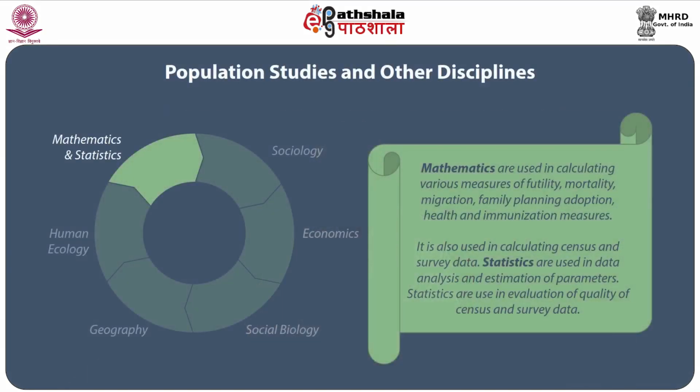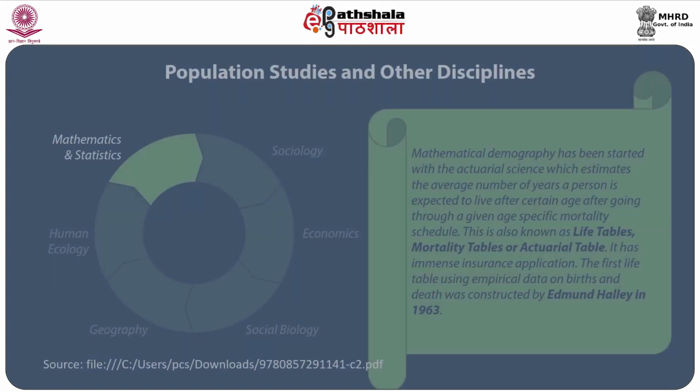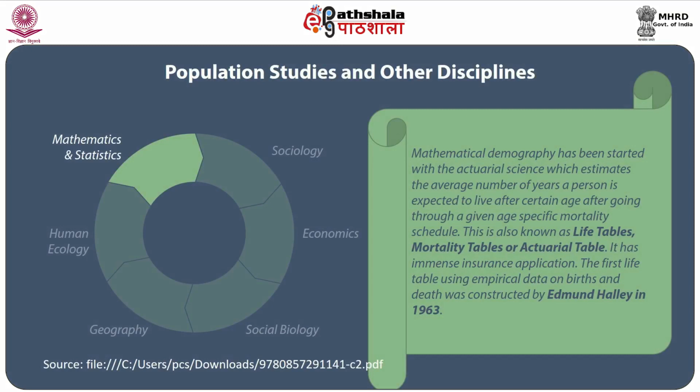Similarly, disciplines like mathematics and statistics also have a close relationship. Mathematics is used in calculating census and survey data. Statistics are used in data analysis and estimation of various parameters, and in evaluation of quality of census and survey data. Similarly, mathematical demography started with actuarial science, which estimates the average number of years a person is expected to live after a certain age, after going through a given age-specific mortality schedule, also known as life tables, and they are extensively used.